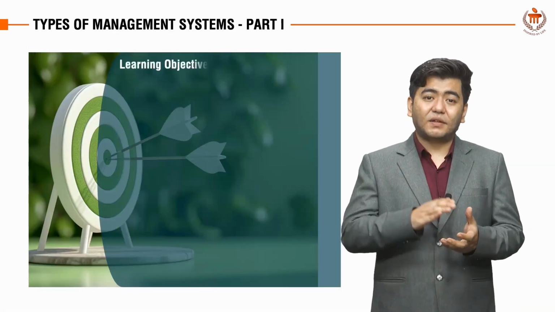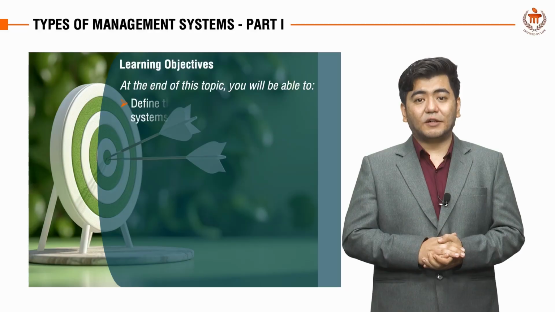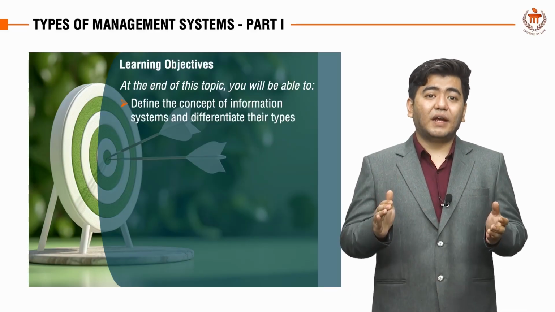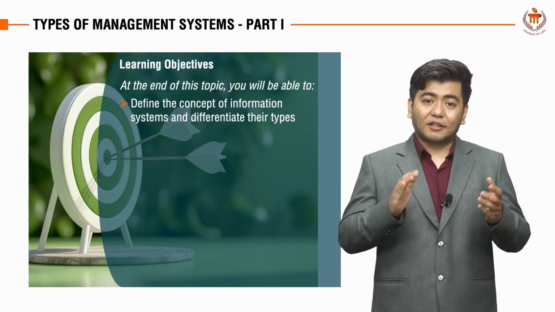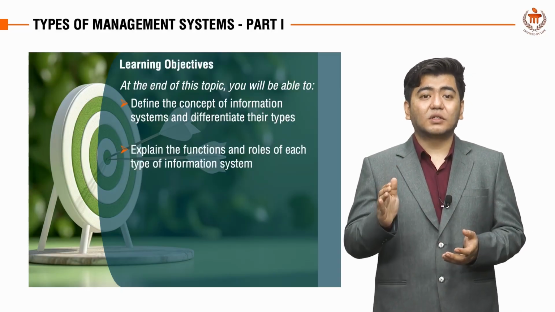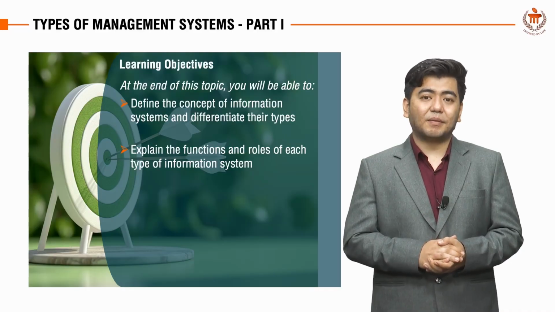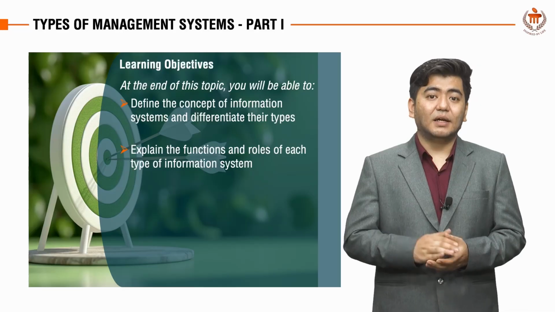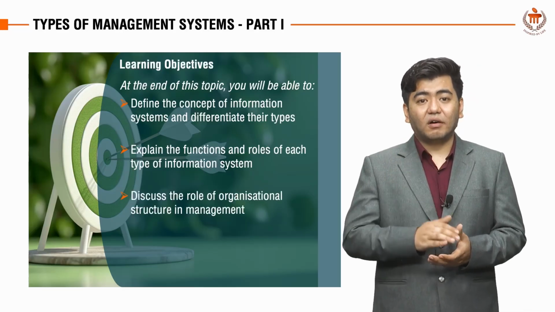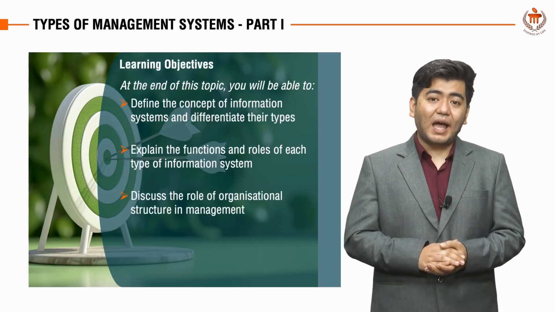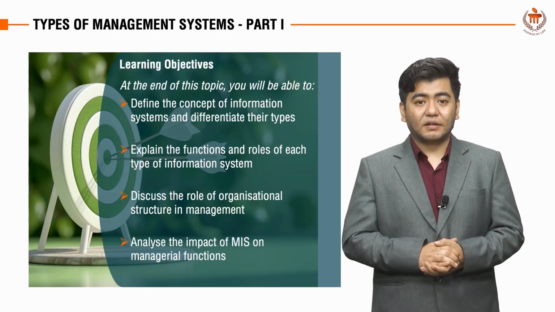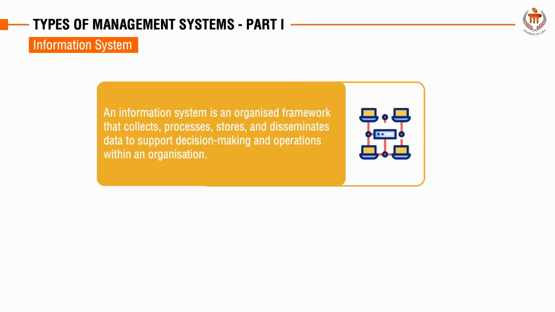By the end of this session, you will be able to define the concept of information systems and differentiate their various types, explain the functions and roles of each type of information system in supporting organizational operations and decision making, discuss the role of organizational structure in management, and analyze the impact of MIS on managerial function. Let's start the topic with the definition of information systems.